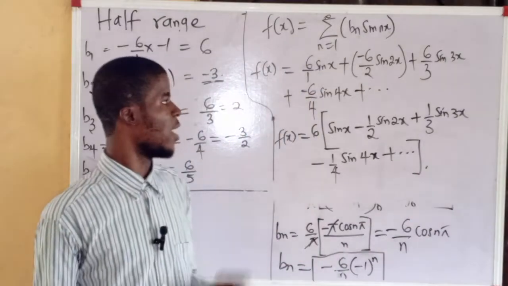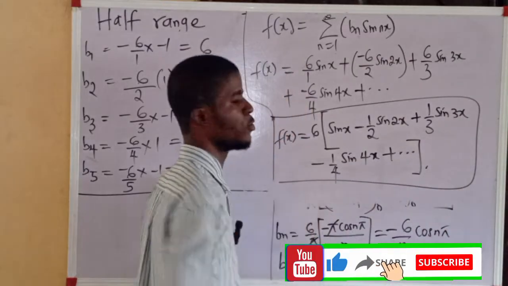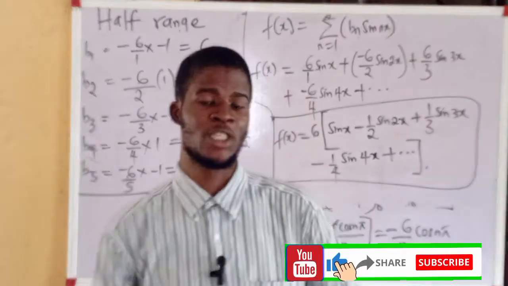So this is it for the half-range Fourier sine series to represent that function. Alright, so this is how to determine half-range Fourier sine and cosine series respectively.